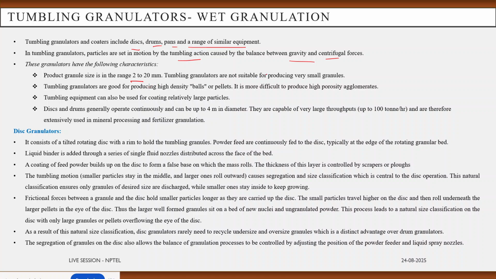Tumbling granulators are not suitable for producing very small granules. They are very good for producing high density pellets. It is more difficult to produce high porosity agglomerates. This tumbling equipment can also be used for coating relatively larger particles, and the disc or drum granulators generally operate continuously and can be up to 4 meter in diameter. They are capable of very large throughput, up to 100 tons per hour, and therefore they are extensively used in mineral processing and the fertilizer granulation process.